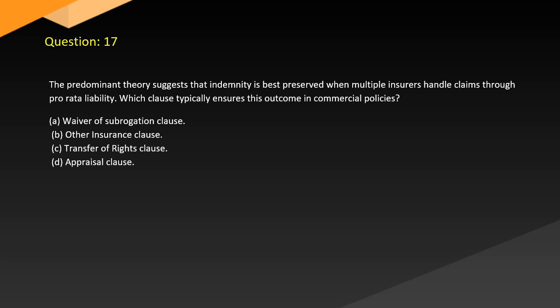Question 17. The predominant theory suggests that indemnity is best preserved when multiple insurers handle claims through pro rata liability. Which clause typically ensures this outcome in commercial policies? A. Waiver of subrogation clause. B. Other insurance clause. C. Transfer of rights clause. D. Appraisal clause.